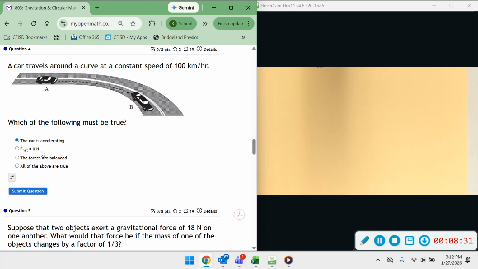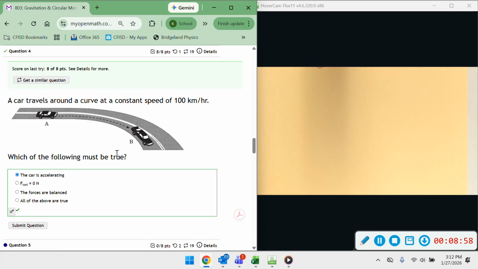F net equals 0. That can't be true. It is impossible to have acceleration without also having a net force. So that second statement is wrong. The forces are balanced. Again, that would mean the net force is 0. That says the same thing as the statement above it, which is not true, because if you have acceleration, you have to have a net force, which means you have to have unbalanced forces. And obviously it can't be all of these above. So it just is this one statement, the car is accelerating.